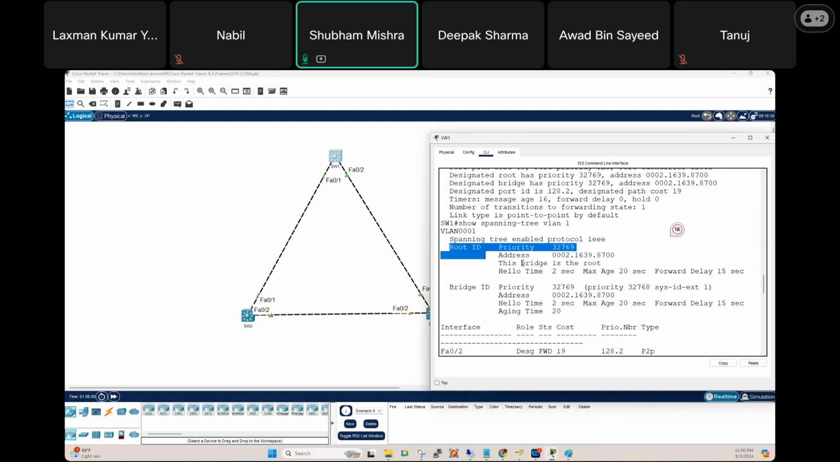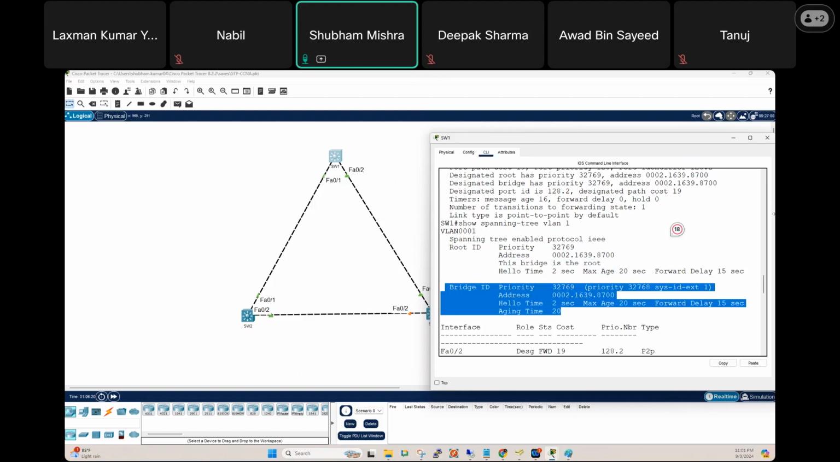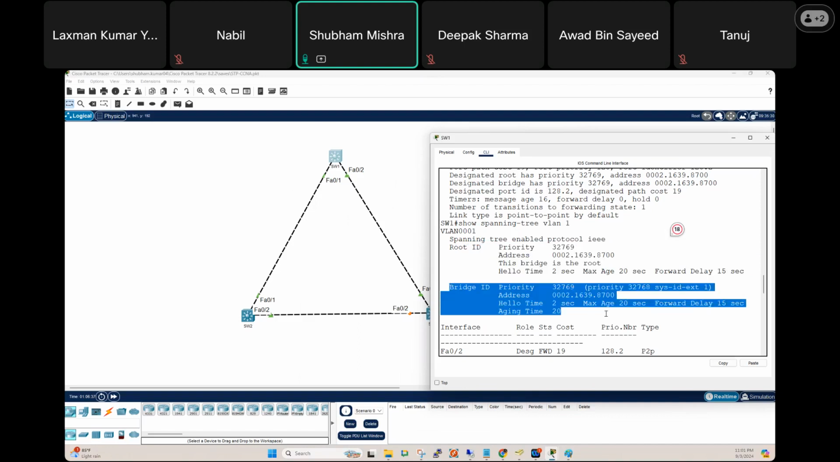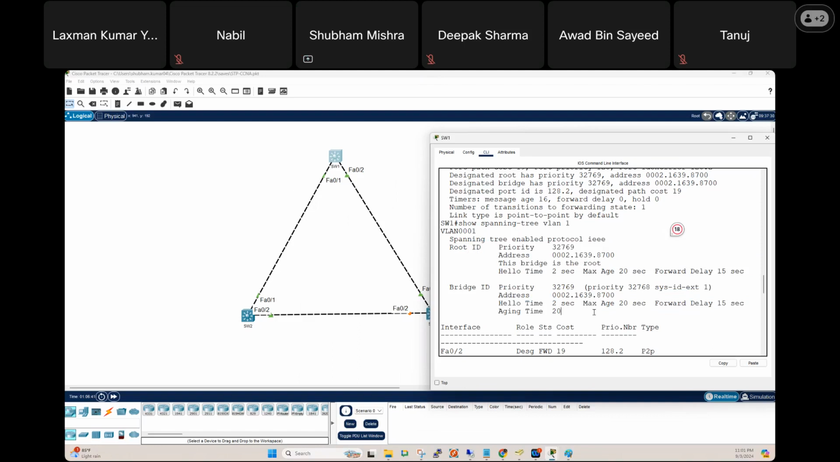So this is the root detail. Root detail means this is the priority, this is the root bridge ID, this is the MAC address, and this is the hello time, forward delay time, these things. And this is the bridge ID. Guys, there are 2 things. This switch is the root bridge as well as a normal bridge, so both details are there. This is the detail for the root bridge and this is the detail for the normal bridge. So this is the priority: 32768 plus system ID, that is 1.